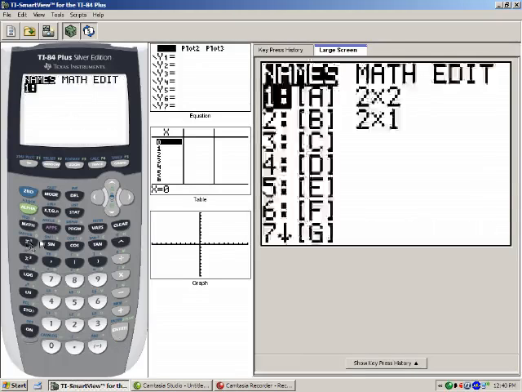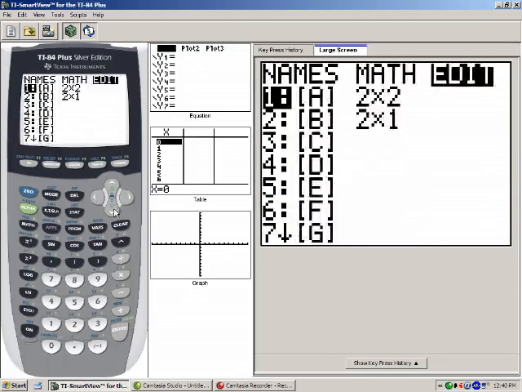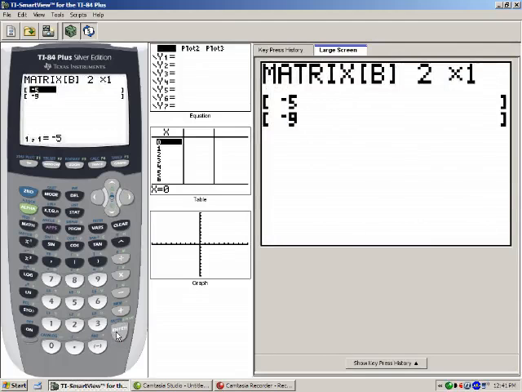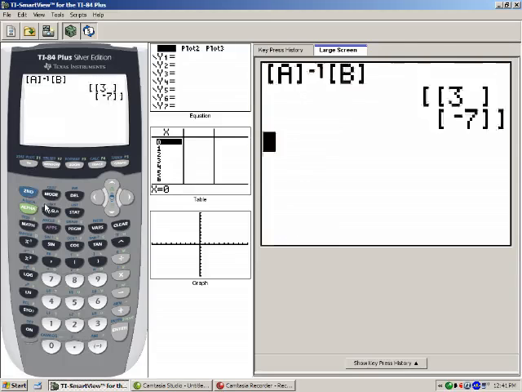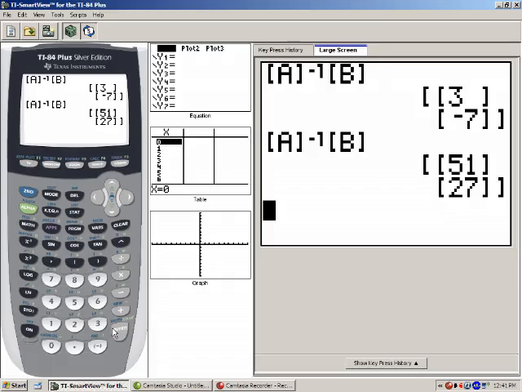Then let's go edit matrix B. Still a 2 by 1. And we've got 11, 1. All right, now here's something cool. When you go back to your home screen, if the last thing you entered was A inverse B, you can use second enter to recreate that last line, so you don't have to call it up again. And then just press enter, and there's your solution.